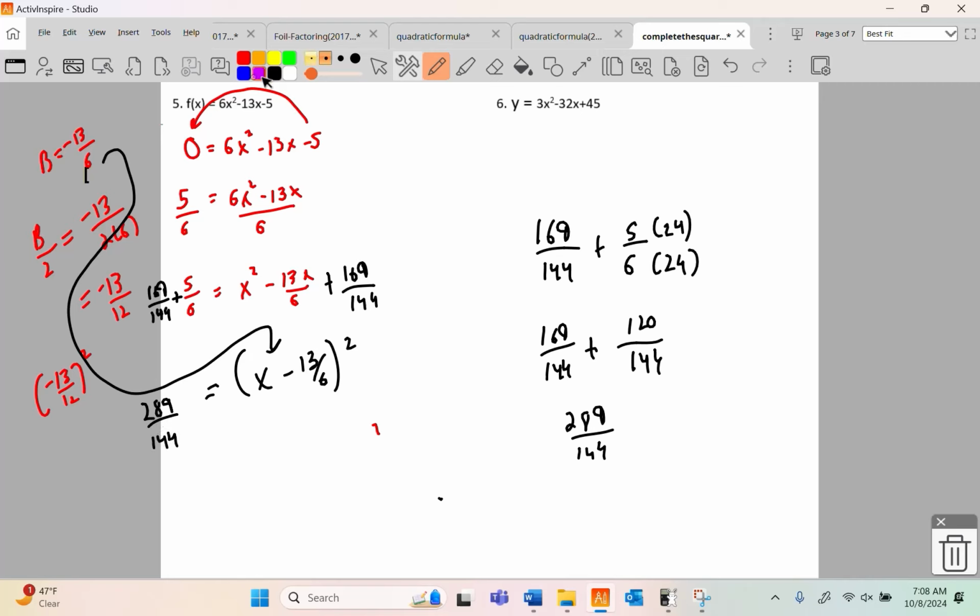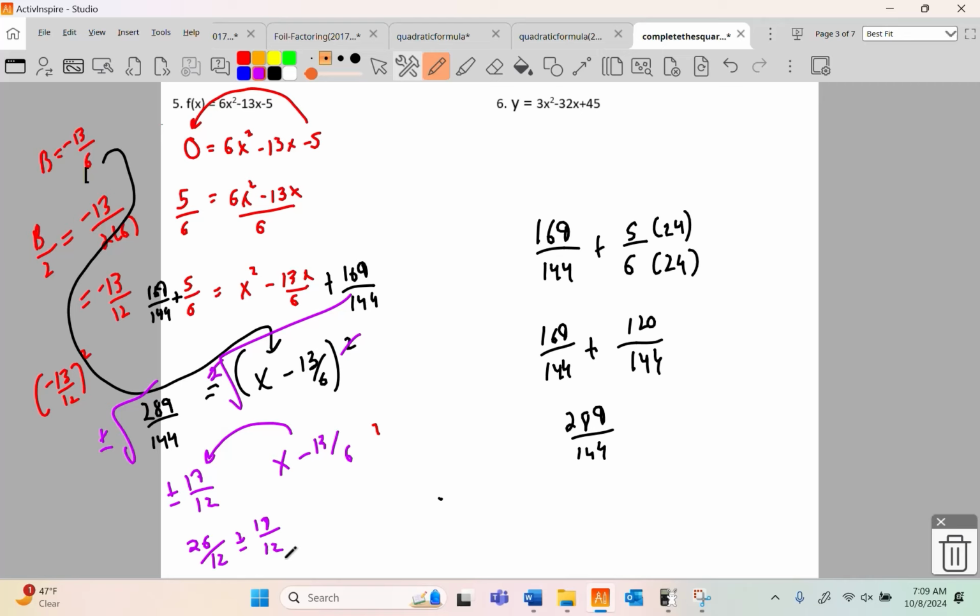The opposite of squaring is the square root symbol, because the 2's cancel. So x minus 13/6 is plus or minus 17/12. And all we got to do is add 13/6 to the other side. 13/6, by the way, is 26/12. We have 26/12 plus or minus 17/12.